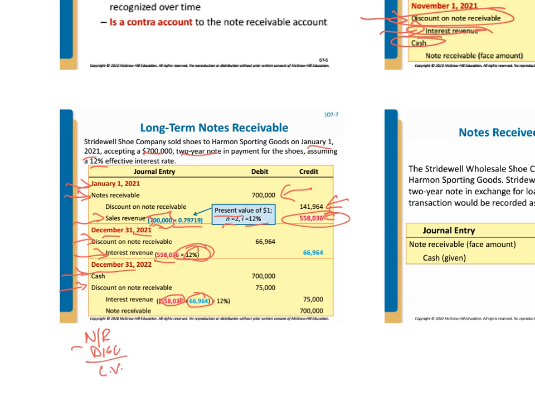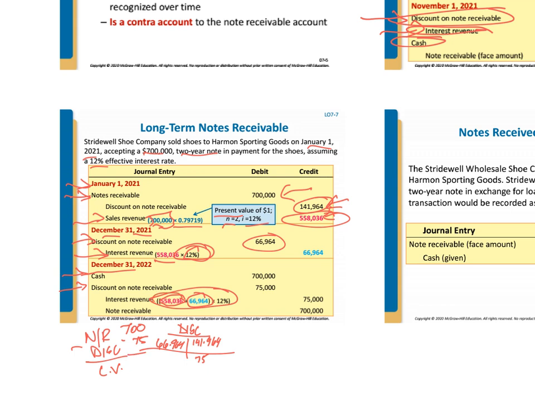Well, in this situation for the discount, we started with $141,964. So that was the amount we had. But then we amortize a portion of it right here. So we put $66,964 over here. This leaves us with a balance of $75,000. Now we could calculate that out. But essentially what we're showing here is that the original notes receivable was $700,000. And now we minus out our $75,000, and that gives us our new carrying value.